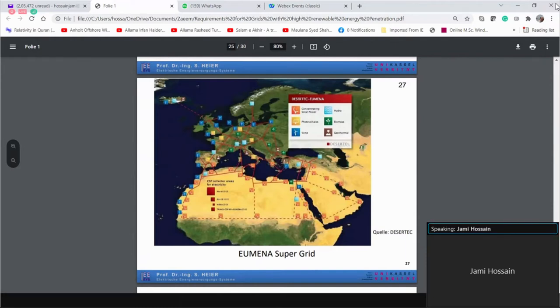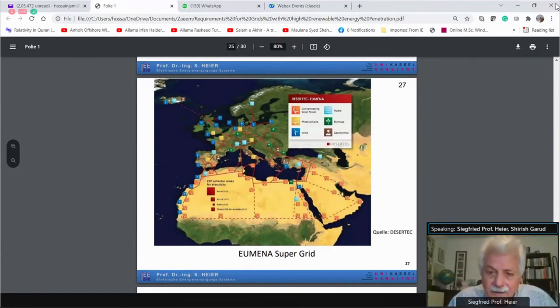The European, the North African, and Middle East grid, and we can also expect, through an interconnected system, a better stability in all the grids, but there are some possibilities fulfilled. Next picture, please.